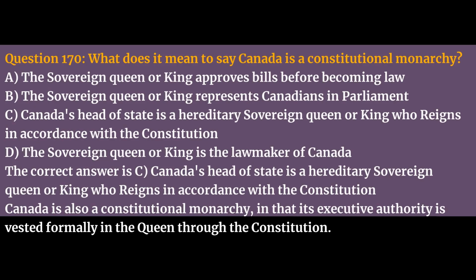Question 170. What does it mean to say Canada is a constitutional monarchy? A. The sovereign queen or king approves bills before becoming law. B. The sovereign queen or king represents Canadians in Parliament. C. Canada's head of state is a hereditary sovereign queen or king who reigns in accordance with the Constitution. D. The sovereign queen or king is the lawmaker of Canada. The correct answer is C. Canada's head of state is a hereditary sovereign queen or king who reigns in accordance with the Constitution.